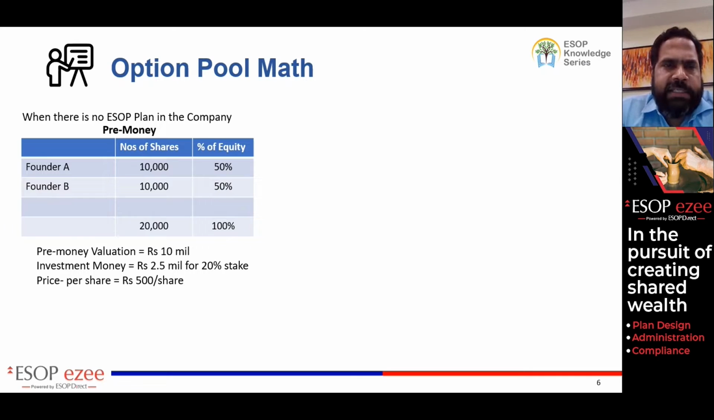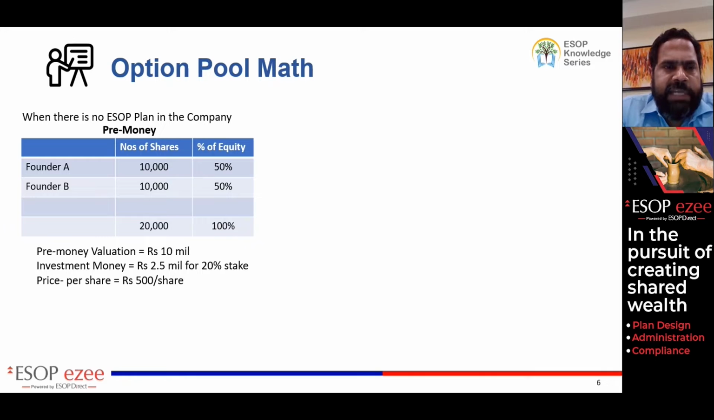So the company is envisaging an investment. The investment money is 25 lakhs, so 2.5 million. And the pre-money valuation was ascertained as 10 million. So this investment money was to give a 20% stake to the investor who is going to come in. Now this 20% stake, let us just see this example here.